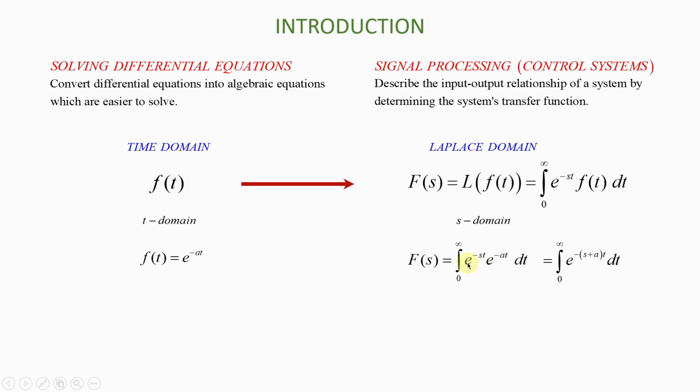Okay, because when you have something like this, e raised to a power multiplied by e raised to another power, you can just sum the powers. Okay, you know that from maths, and that is exactly what I did here. So finding the Laplace transform of this is essentially solving this integral here. And of course, we are solving this between 0 and infinity.